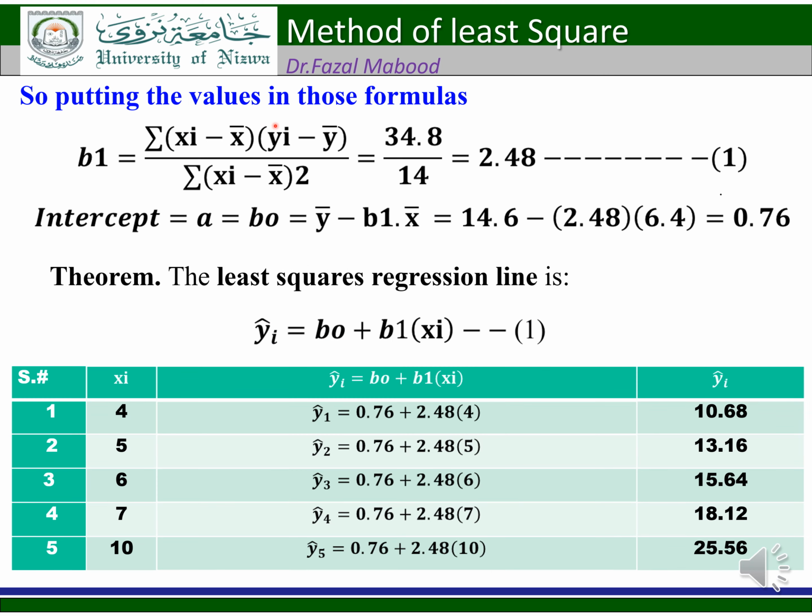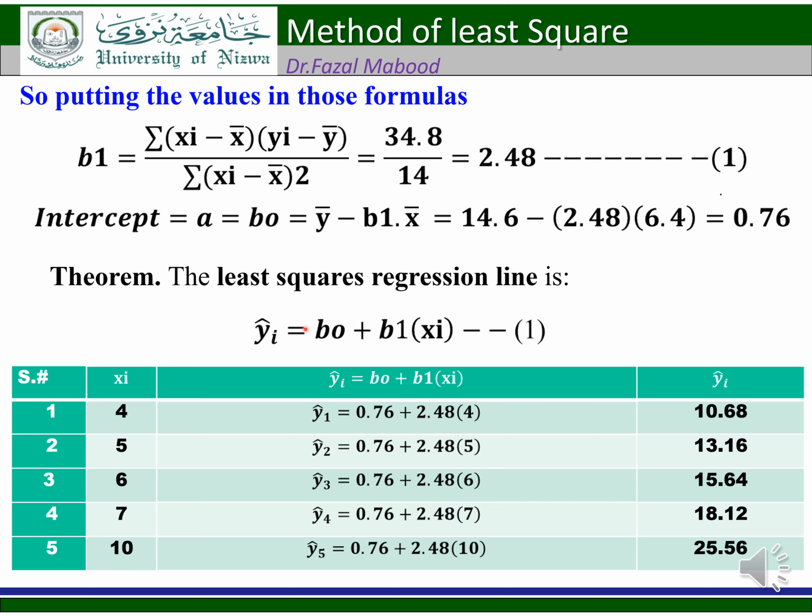Putting the values in those two formulas, we get 34.8 divided by 14, which is equal to 2.48. This is the estimated slope, b1. For the intercept b0, it is y bar minus b1 times x bar. So b0 is 14.6 minus 2.48 times 6.4, where 6.4 is the average for the x variable. So here the intercept we are getting is 0.76.